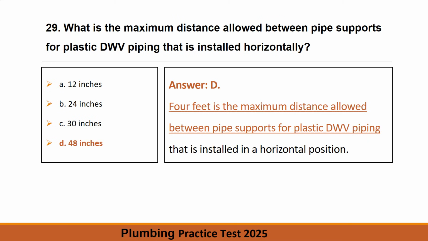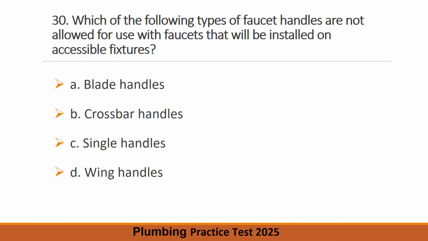30. Which of the following types of faucet handles are not allowed for use with faucets that will be installed on accessible fixtures? A. Blade handles. B. Crossbar handles. C. Single handles. D. Wing handles.